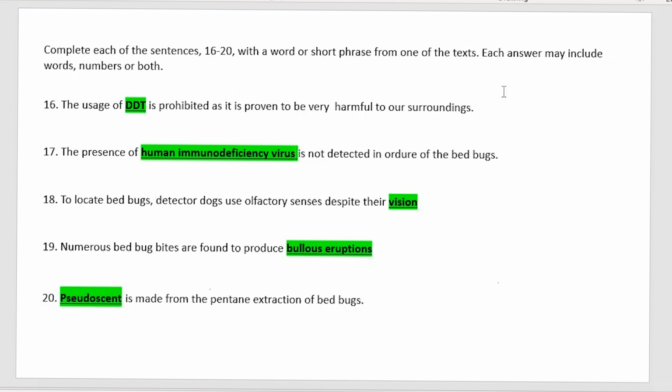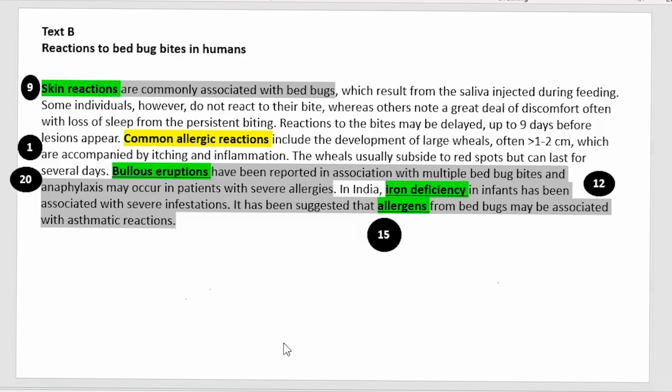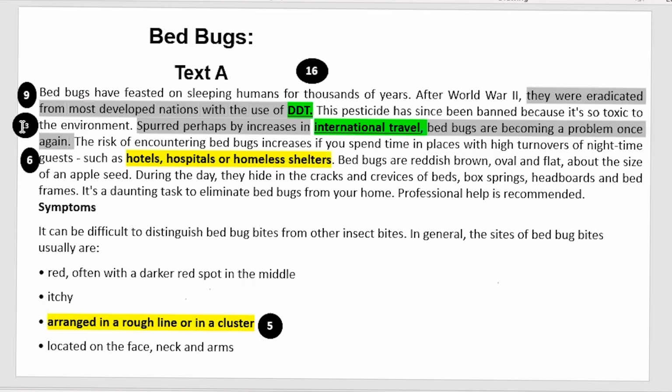So let's see where you can find the answer. We can find the answer in text A. Where is it talking about the abbreviation DDT? It is in text A. After World War II, the second sentence, they were eradicated. These bedbugs were eradicated from most developed nations with the use of DDT. This pesticide has since been banned because it's so toxic. See, toxic means harmful. It's a synonym. Toxic to the environment. So what is the thing they had used? The usage of DDT. The correct answer is DDT. And you can find it in text A.